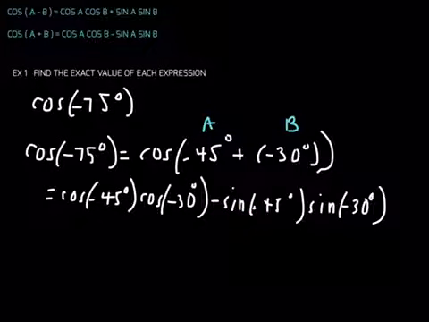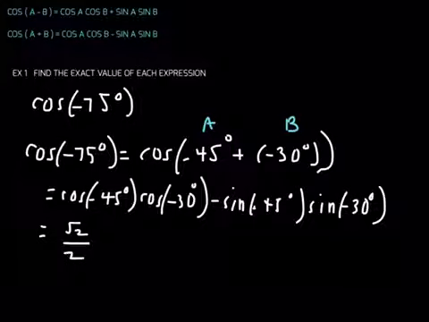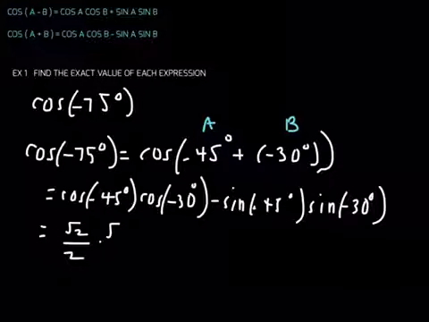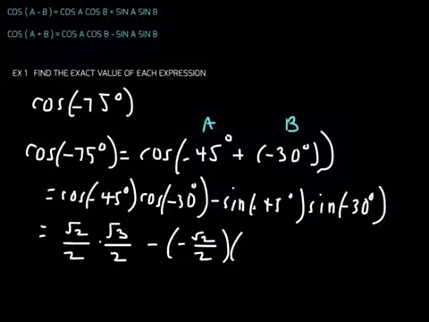Let's keep evaluating. So cosine of negative 45 degrees is positive root 2 over 2. Cosine of negative 30 degrees is positive root 3 over 2. Again, positive, because you're in quadrant 4 when you are at negative 30 degrees. Minus sine of negative 45 degrees is negative root 2 over 2, and sine of negative 30 degrees is negative 1/2.